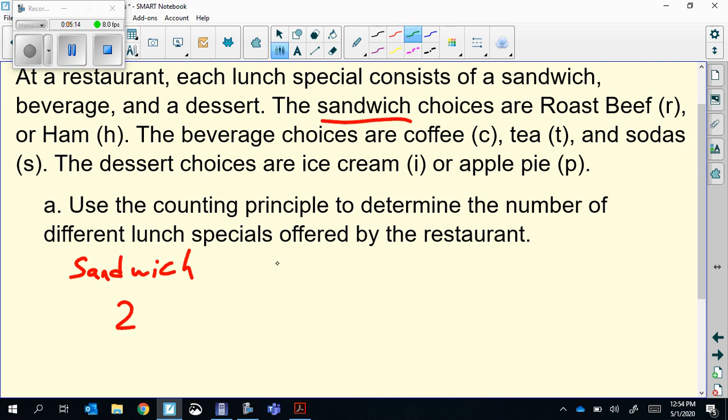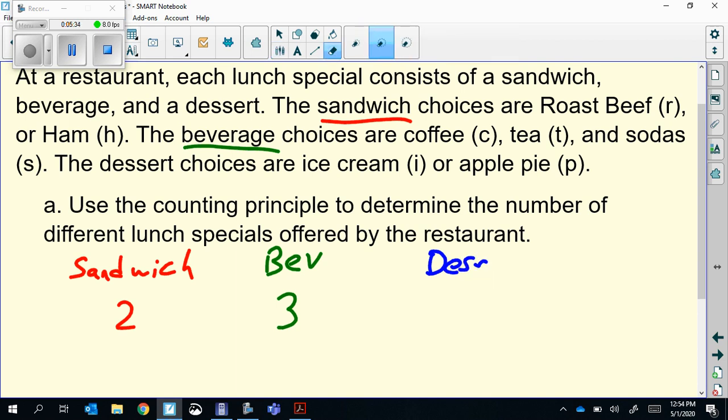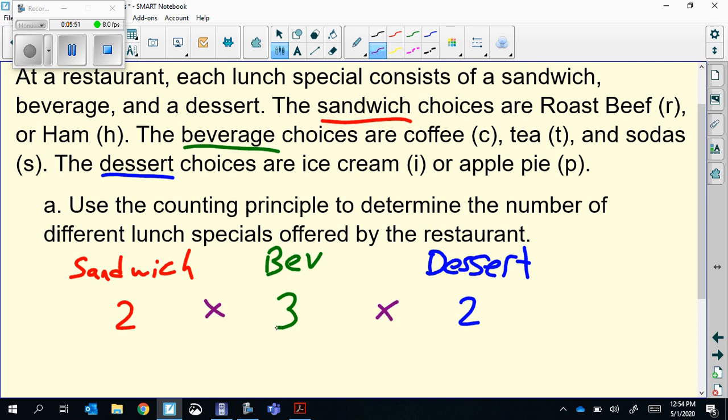And then we'll look at the drink, the beverage. There are three choices: coffee, tea, and soda. And then for dessert, we have two choices there. So the counting principle is simply multiply. 2 times 3 is 6, times 2 is 12. So we got 12 options again.